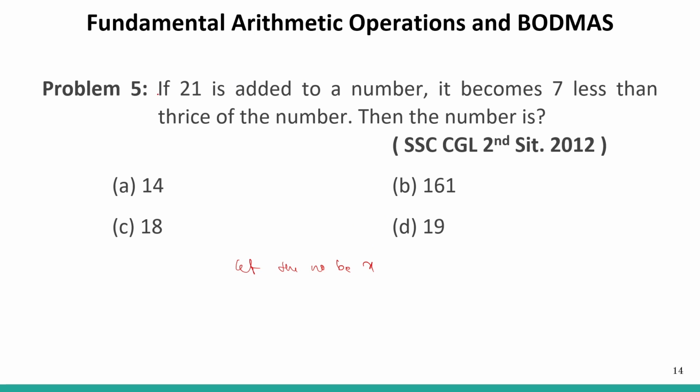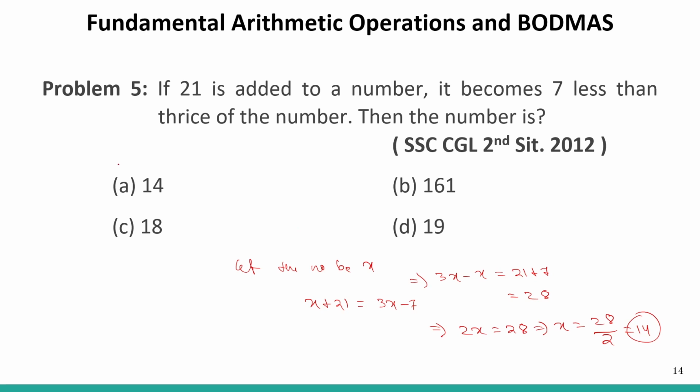So what it tells us is that 21 is added to a number. So x plus 21. If we add 21 to this number, it becomes 7 less than thrice of that number. So thrice of the number is 3x, and 7 less than it, so minus 7. So this implies that 3x minus x is equal to 21 plus 7, which is equal to 28. So 2x is equal to 28, so x is equal to 28 by 2, that is equal to 14. So 14 will be the correct answer.